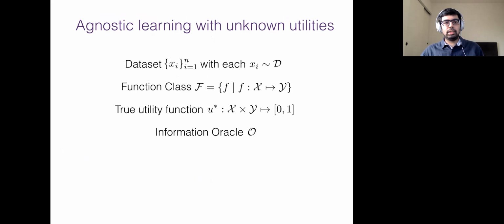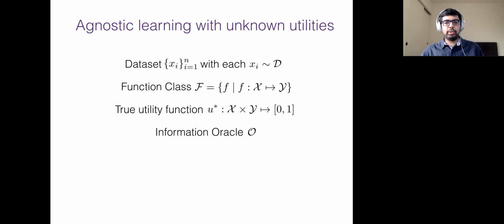Formally, the learner is presented with a dataset of n points, each of which is sampled IID from some unknown distribution D. We denote by script F the decision function class, wherein each function f is a mapping from the context space X to decision space Y. Further, we denote by u star the true utility function, which is again unknown to the learner. This utility function maps contexts and corresponding decisions to rewards in a bounded interval.